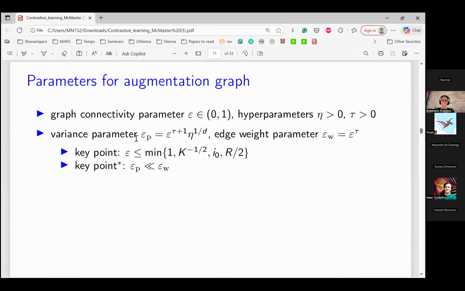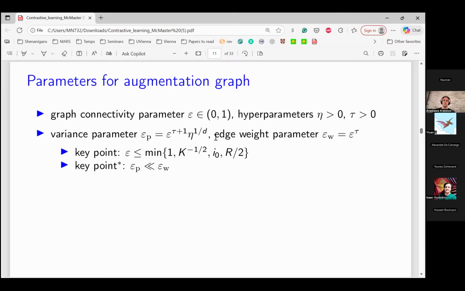The variance parameter, the epsilon p that you saw in the previous slides, is something like epsilon to the tau plus 1 eta, 1 over root d of eta. And then you have the edge weight parameter, epsilon w, which is like epsilon to the tau, okay?